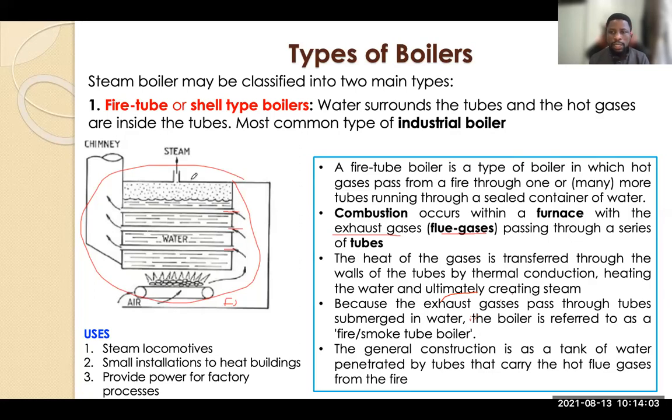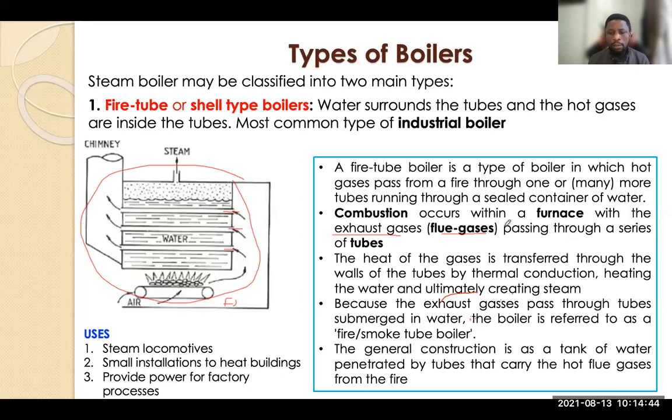In most cases, the fuel that is combusted is coal. So we have our coal being combusted there. As the coal is being combusted, we have flue gases that are released, or exhaust gases. These flue gases go through the tubes carrying heat. As they go through the tubes carrying heat, the water surrounding the tubes is heated. And as the water is heated, steam is generated. So that is the description in a nutshell.